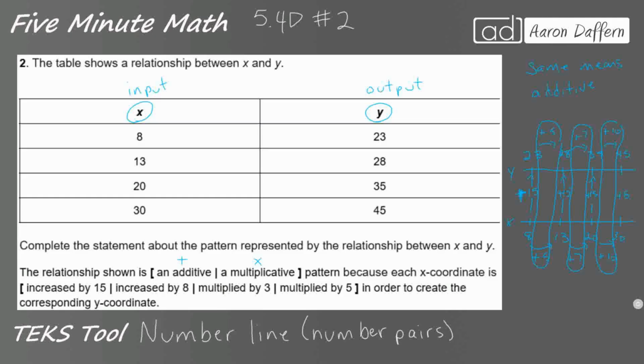So we use the relationship between the x's and the y's to figure out, is this additive or is this multiplicative? And then once you look at those jumps between x and x or y and y, you look between the x and the y to see what actually is that jump. And that's going to be a 15. So we can say the relationship here is additive because each x coordinate is increased by 15. That increase by 15 means literally we're just going to do a plus 15, and then that's going to create the corresponding y coordinate.